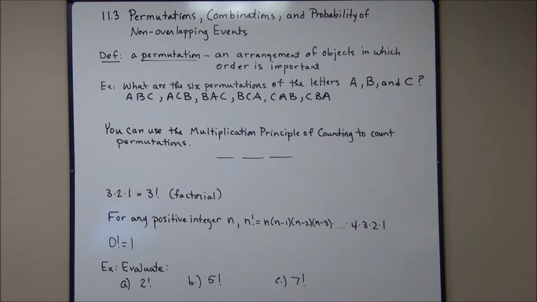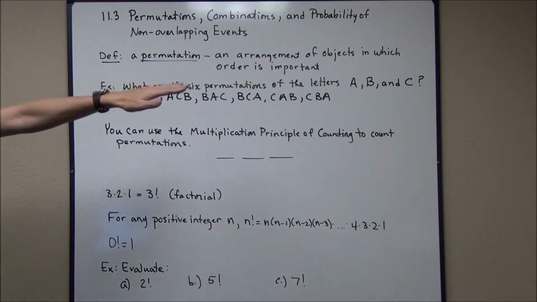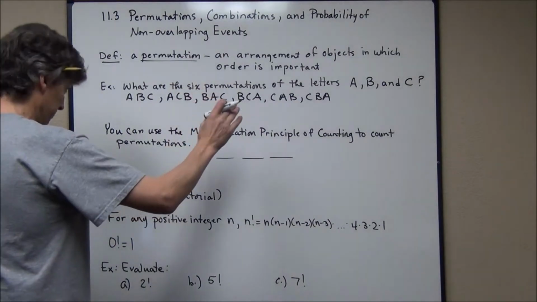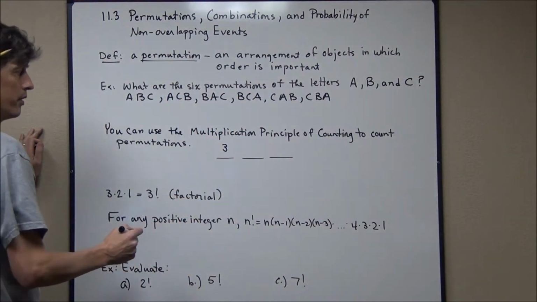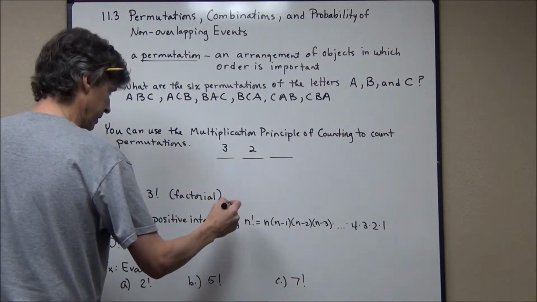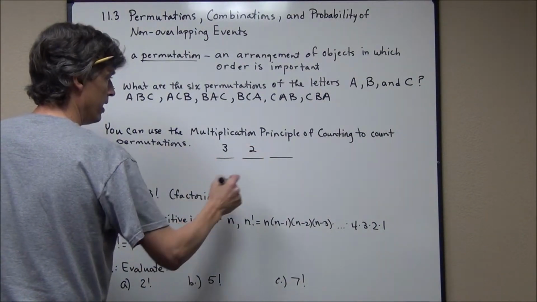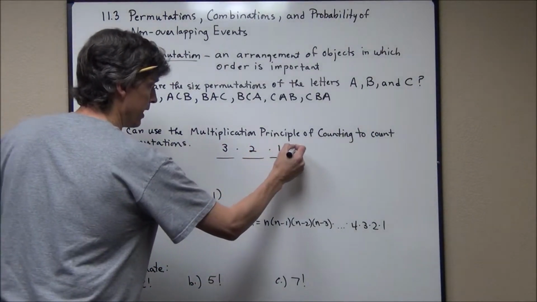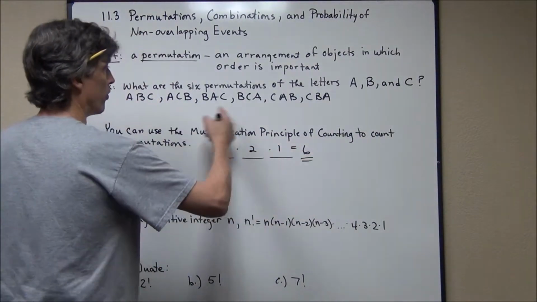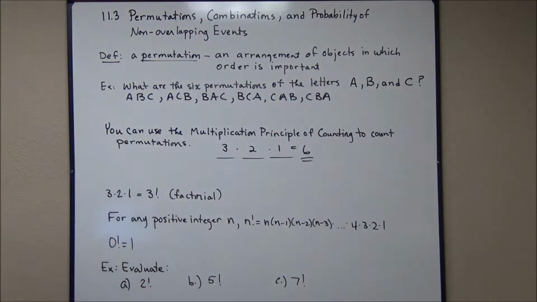Now, the multiplication principle of counting that we had a couple units ago, we can use to count permutations. Remember, there's 3 letters. We're only going to use each letter one time, so there's 3 different ways I could put the first letter. There's 2 ways I could put the second, because I already have one there, and that leaves 1 way I could put the third. And if we multiply, notice I get the number of permutations there are. There are 6 of them.